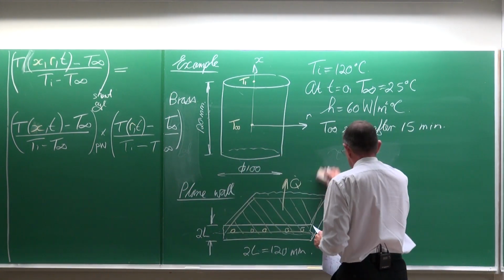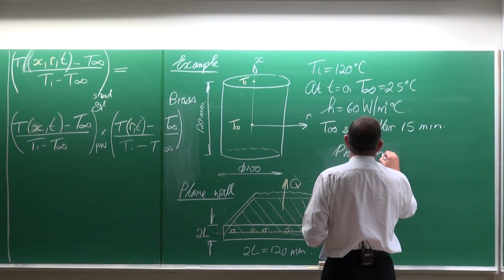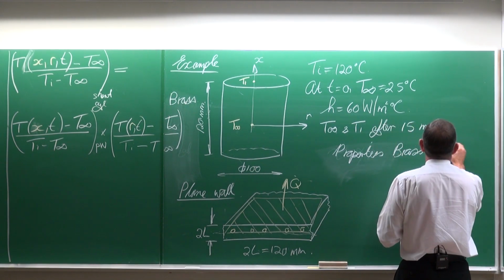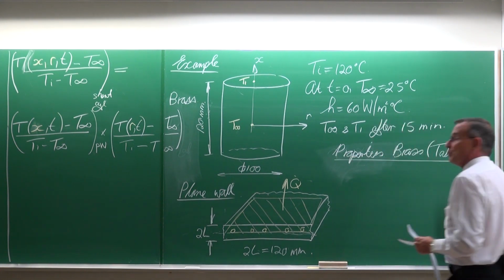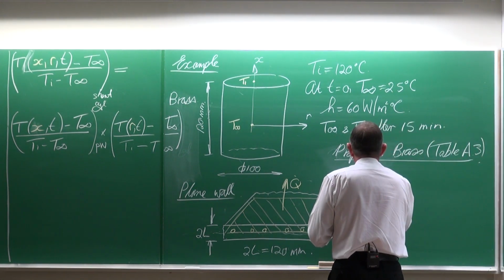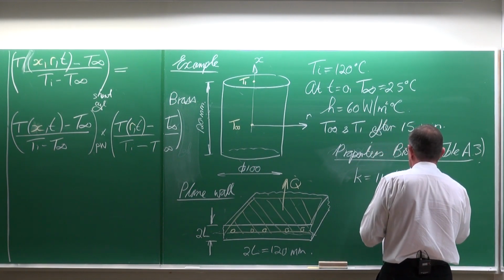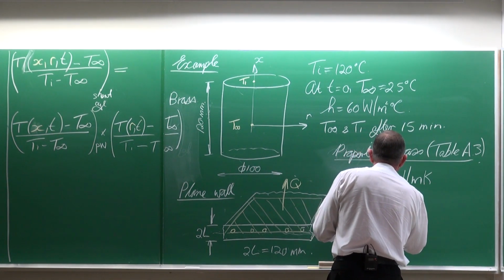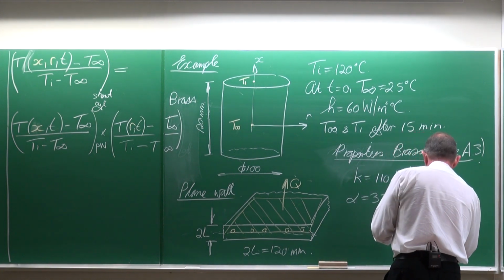Okay, sorry, before we get to that, I forgot. Let's first look at the properties of brass. You can get that in your tables, and it's in table A3. There you can get the properties of brass. The thermal conductivity is 110 watts per meter Kelvin or degrees Celsius, and the alpha, the thermal diffusivity, is equal to 33.9 multiplied by 10 to the minus 6 square meters per second.